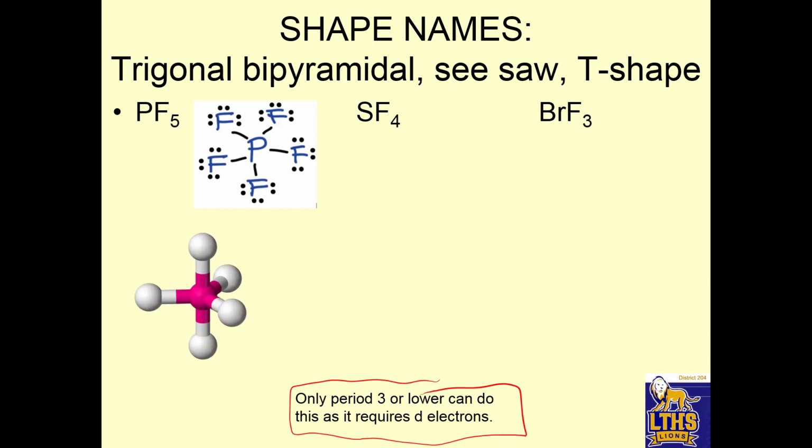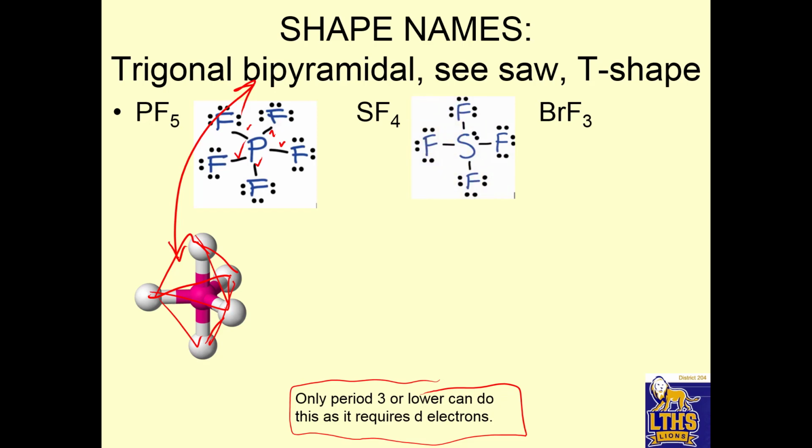So what's the farthest 1, 2, 3, 4, 5 things can get? This is the farthest it can get. And so we have a trigonal bipyramidal. See the pyramid there? All right. So this is called a trigonal bipyramidal shape. What about SF4? Dot structure looks like that.